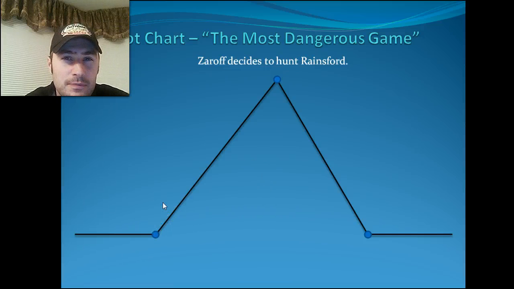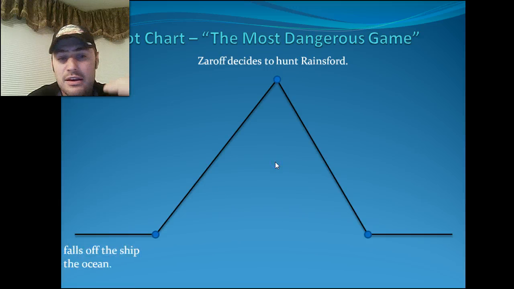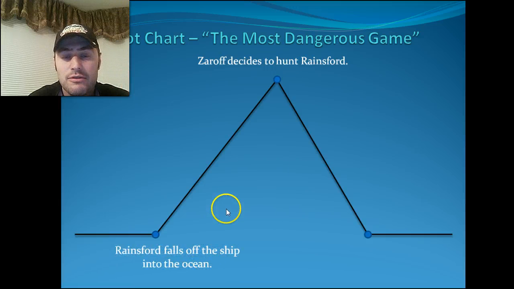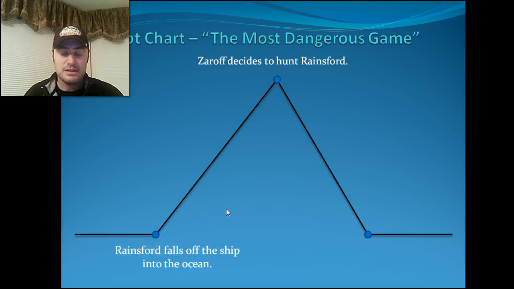What do you think it is? Think to yourself for a second, what's the action? How does the action start in the story? And that is that Rainsford falls off of the ship into the ocean. He's on that cruise ship, and as soon as he falls in, boom, our action has started. The water is blood warm. We can see that it's a life and death situation for him.